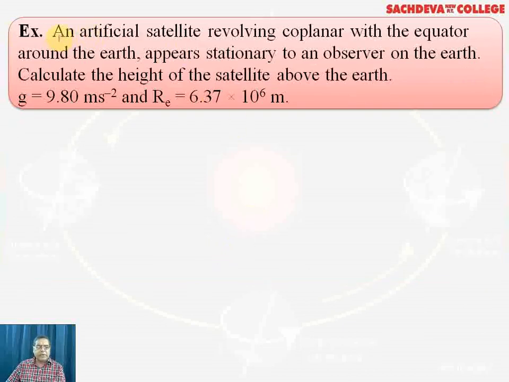Now in another example, an artificial satellite. It means the man-made satellite. An artificial satellite revolving coplanar with the equator around the Earth appears stationary to an observer on the Earth. Calculate the height of the satellite above the Earth. When we say that the satellite appears stationary to the observer, it means that the spin velocity of the Earth and the satellite will be the same and their periods of revolution are the same. So now let us see the solution to the question.